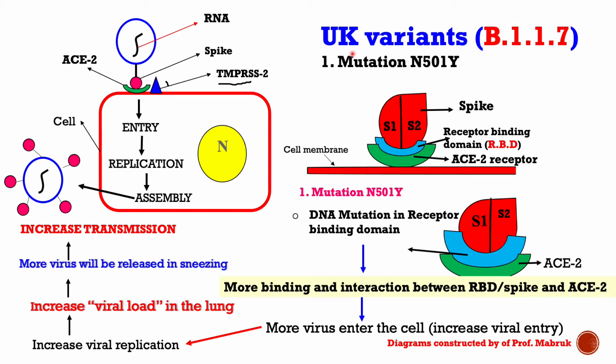The UK variant of coronavirus COVID-19, B117, has 3 different mutations. The first mutation of the coronavirus UK variant, we call mutation N501Y. Now, this mutation N501Y results in an amino acid substitution in amino acid number 501.